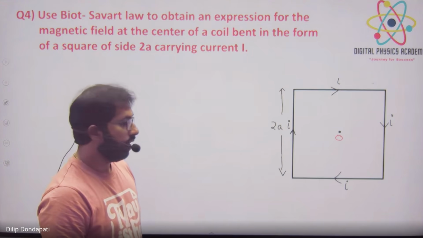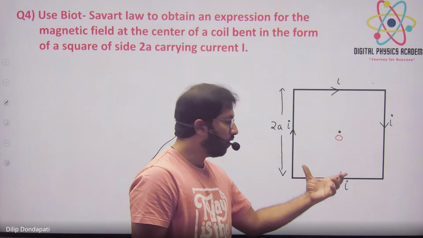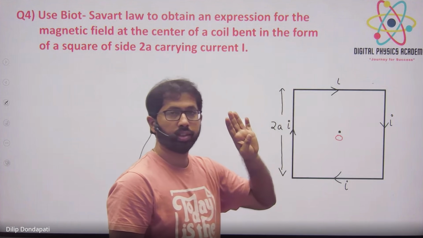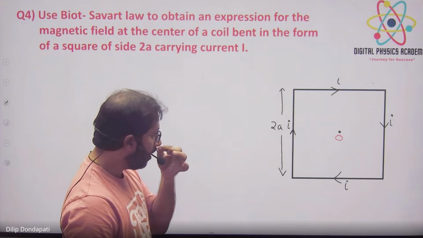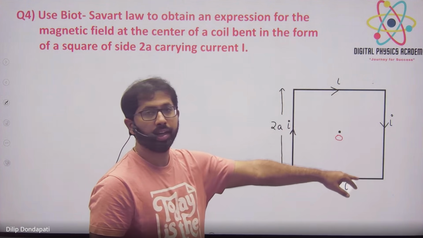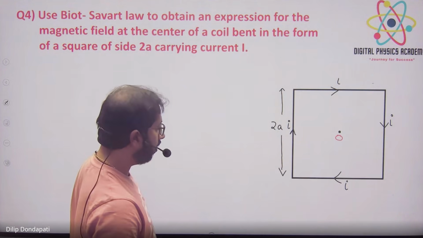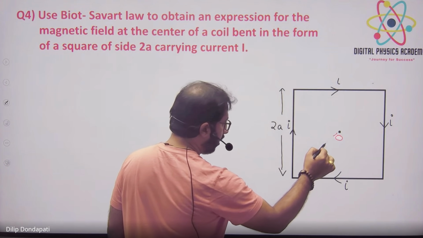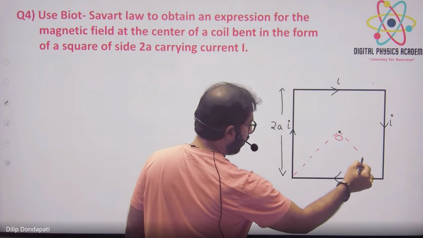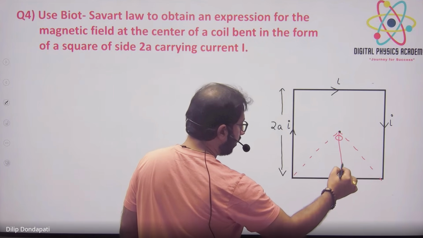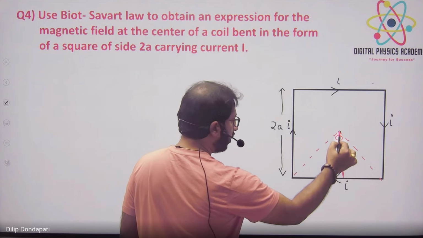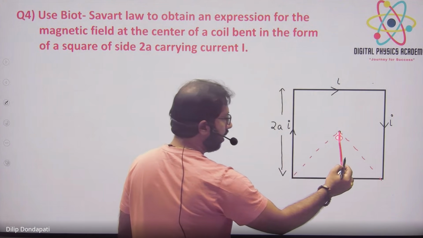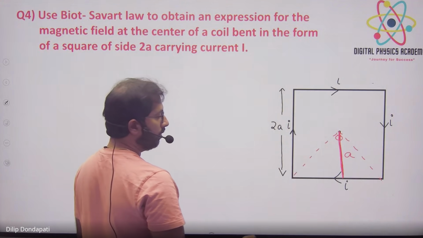Here, how many straight wires are there? 1, 2, 3, 4. Four wires are there. Magnetic field will be there because of these four current carrying wires. So first we will find it for one wire. Look, I join the starting point and the ending point, and this is the perpendicular distance. This total is 2A, so this perpendicular distance will be A. Right?